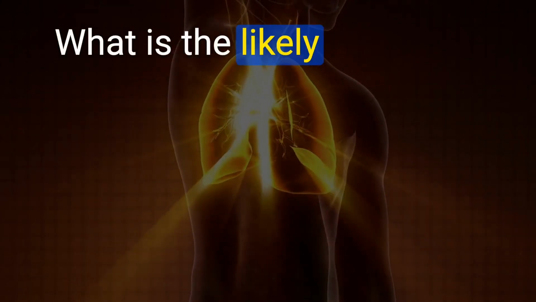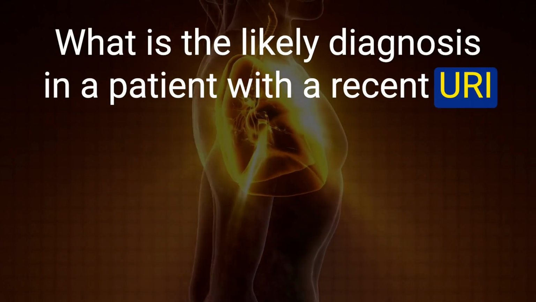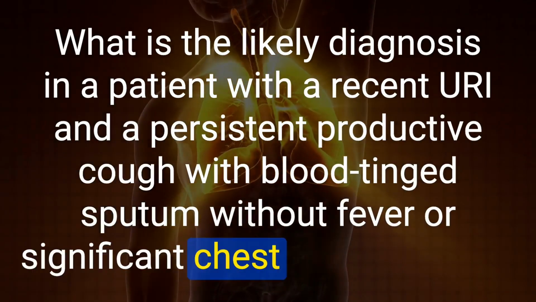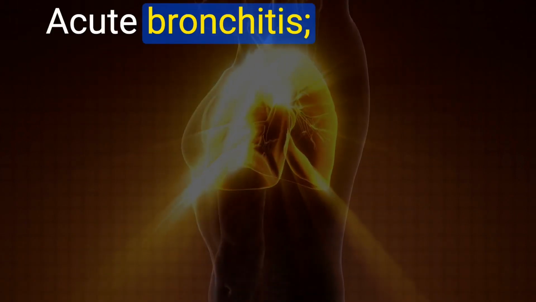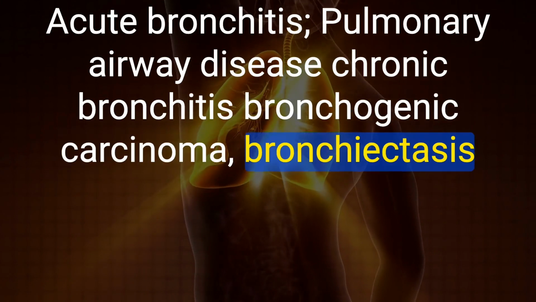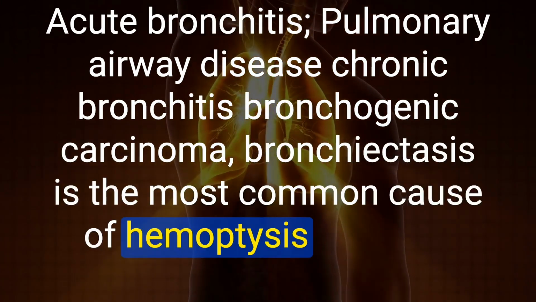31. What is the likely diagnosis in a patient with a recent URI and a persistent productive cough with blood-tinged sputum without fever or significant chest X-ray findings? Acute bronchitis, pulmonary airway disease, chronic bronchitis, bronchogenic carcinoma. Bronchitis is the most common cause of hemoptysis in adults.